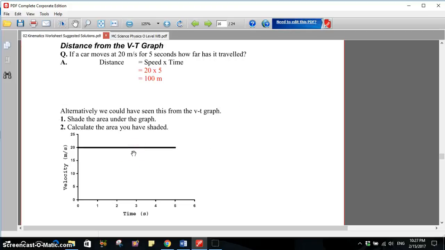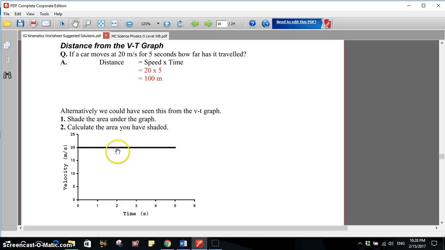Finally, we look at how to find distance from a speed-time graph. It is from the area under the graph. We're going to derive this for you using your very well-known formula where speed equals distance over time. So distance is speed times time. Now, if your speed is 20 meters per second and it takes place for 5 seconds, using this formula you will get 100 meters as the distance moved.